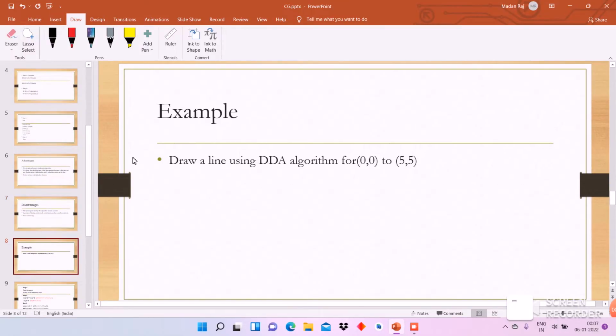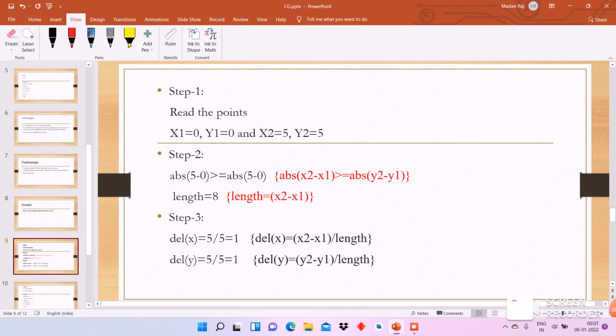We have to draw a line using the DDA algorithm from 0, 0 to 5, 5. These are the given coordinates. So let's follow the procedure and find the coordinates. In step 1, we read the points. x1, y1, x2, y2 have the values x1 equals 0, y1 equals 0, and x2 equals 5, y2 equals 5. So we get the values of x1, y1, and x2, y2.